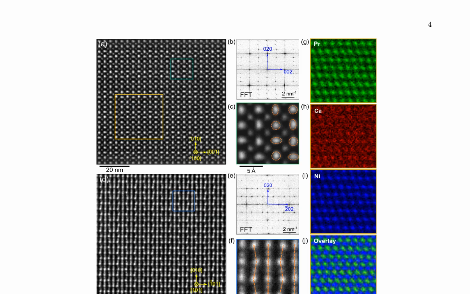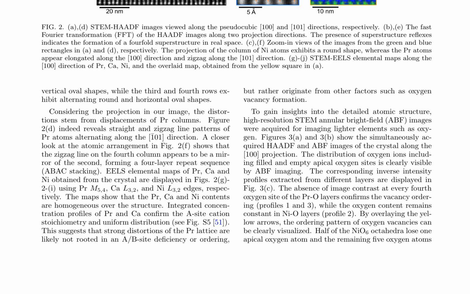distortions of the Pr lattice are likely not rooted in an A or B site deficiency or ordering, but rather originate from other factors such as oxygen vacancy formation. High-resolution STEM annular bright field (ABF) images were acquired for imaging lighter elements such as oxygen. The distribution of oxygen ions, including filled and empty apical oxygen sites, is clearly visible by ABF imaging. The absence of image contrast at every fourth oxygen site of the Pr layers confirms the vacancy ordering, while the oxygen content remains constant in Ni layers.